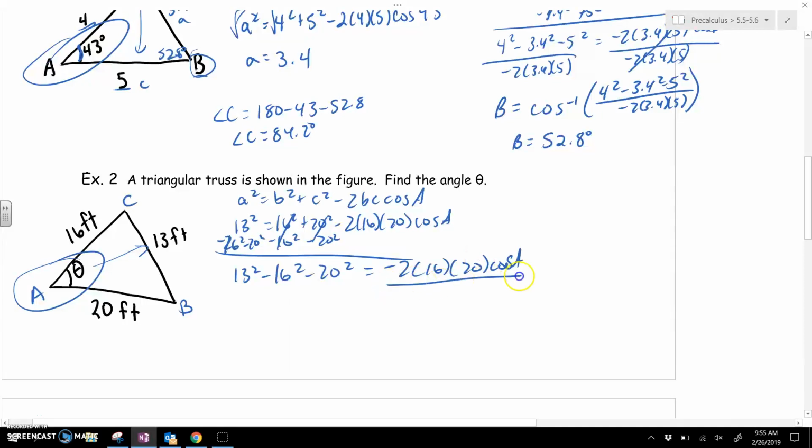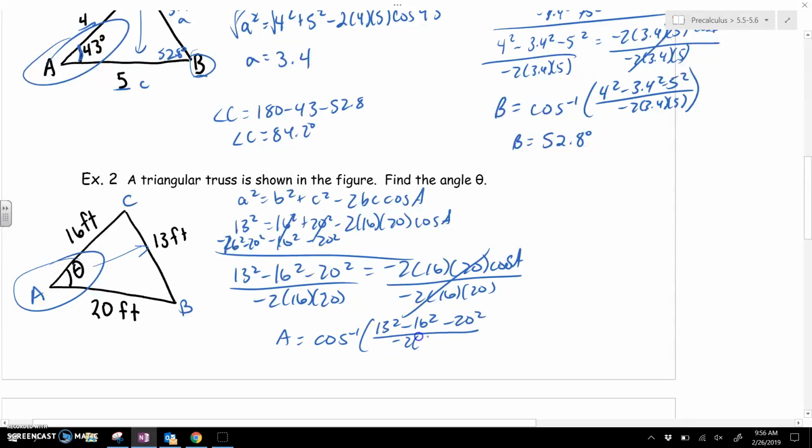You don't have to show all this work. If you get to the point where you've practiced enough times and you can just see how they move in your head, that would be fine. And so then I would get to the point where theta equals cosine inverse of 13 squared minus 16 squared minus 20 squared all over negative 2 times 16 times 20. I typed it in my calculator and I got theta equals 40.5 degrees. And that is the only thing they were trying to find.